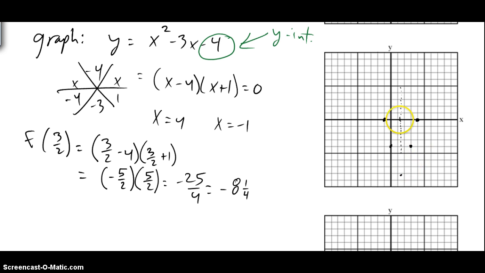We could, if we want, plug in x equals 1 to figure out where along here it is. 1 squared is 1, minus 3 times 1 is negative 2, minus 4 is negative 6. So it's going to be right there, which means it's going to be right there.